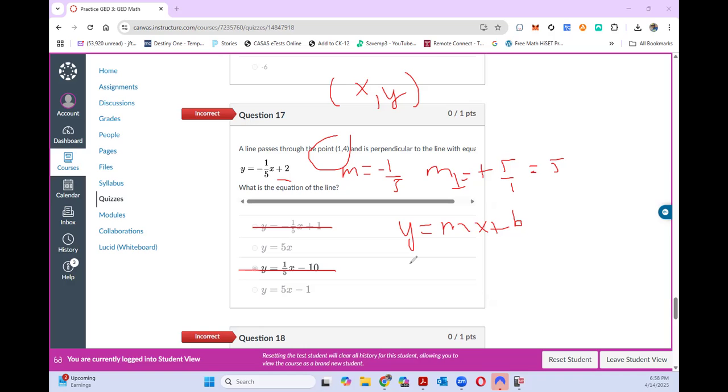Okay, let's start again. What information does a point give you? A point gives you your x and your y values. Does a point give you your slope, right?